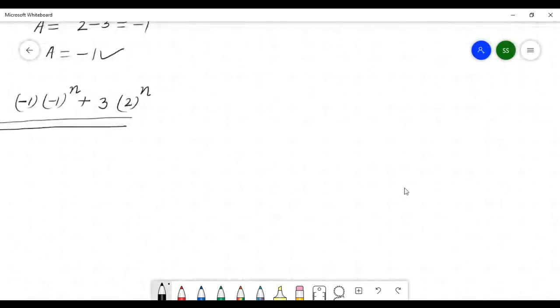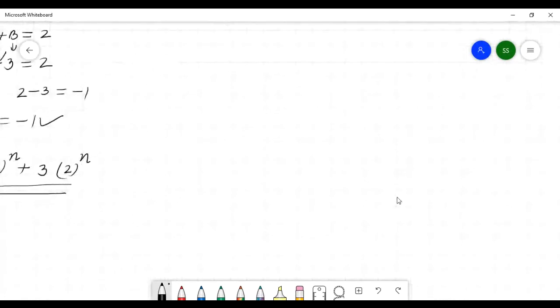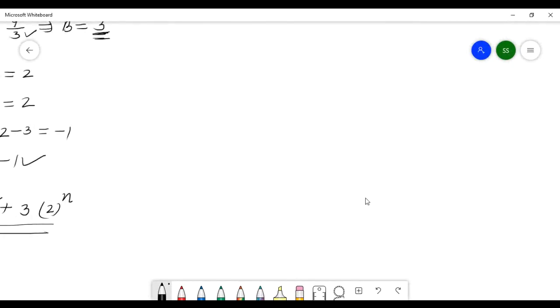So let me summarize what you did. See, first you put a_n equal to r^n, if the degree is 2. a_(n-1) equal to r, a_(n-2) equal to 1.